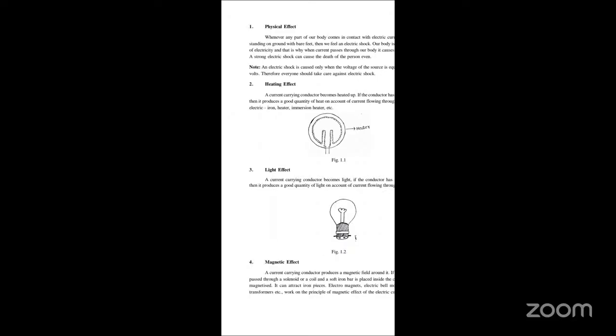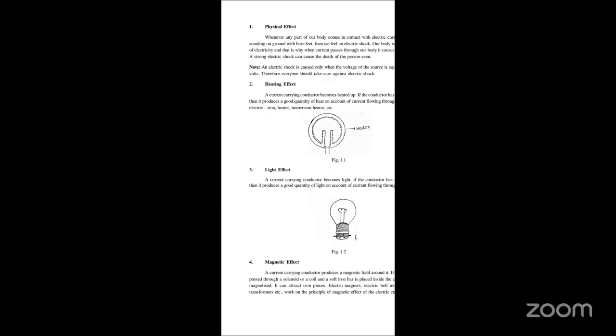Examples are electric iron, immersion heater, etc. In all these we feel the effect of heat. Whenever the current value is more, it produces heat. Then only we can use electric iron boxes, heaters, geysers, and so on.